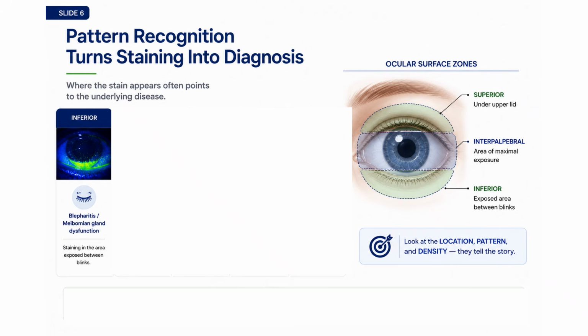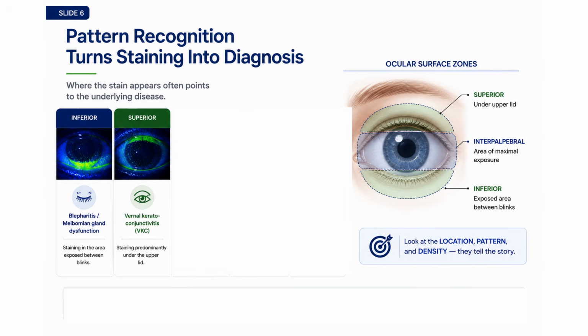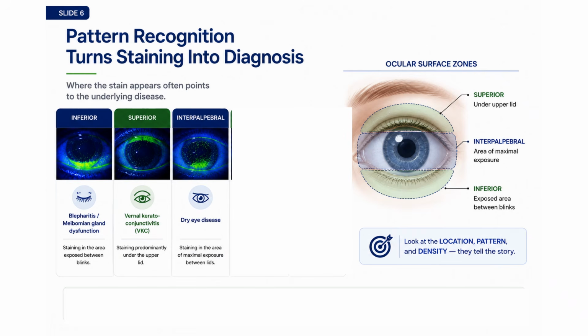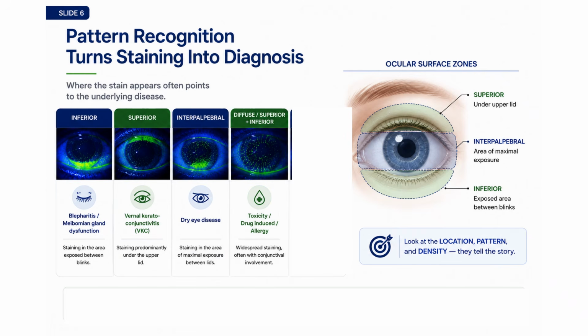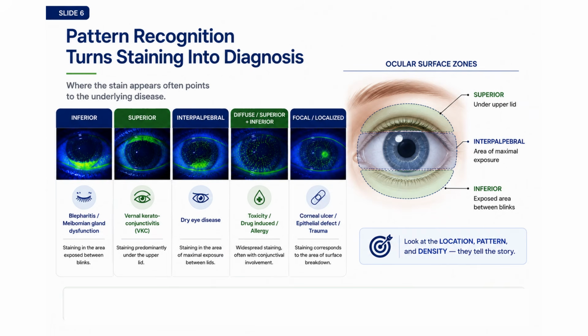Mostly in the inferior it is because of blepharitis, meibomian gland dysfunction, and it's superior in VKC, which is predominantly under the upper eyelid. It is mostly interpalpebral in dry eye disease, and also diffuse or inferior in toxicity with drug-induced allergy. In drug-induced cases, a lot of conjunctival staining is also seen.